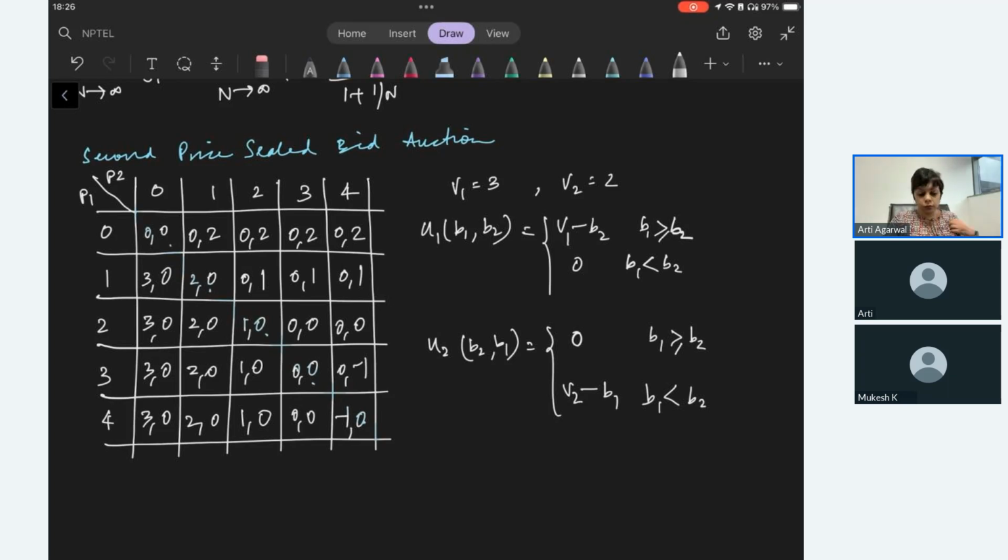So see, this is not very difficult. Once you understand the rules of the game and the rules are clear in your head, the payoff table does not take a lot of time to build.